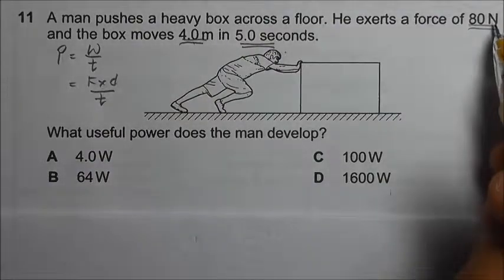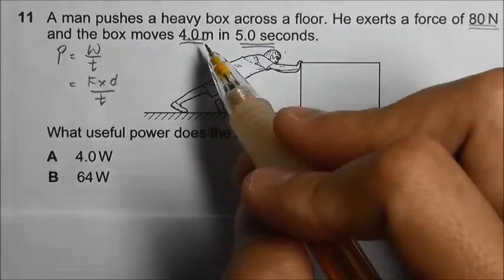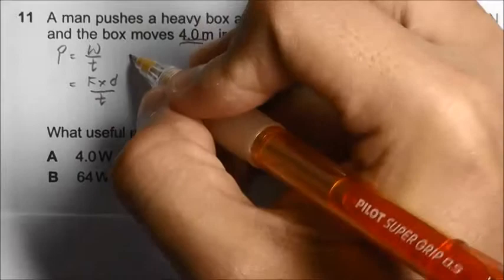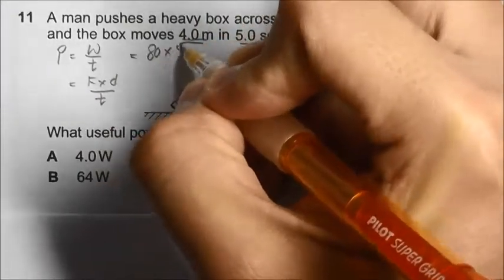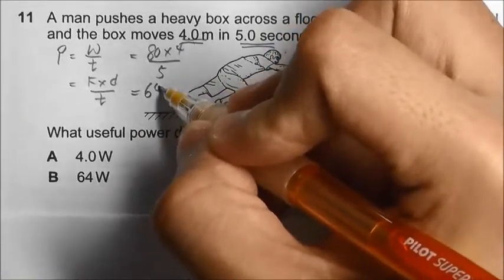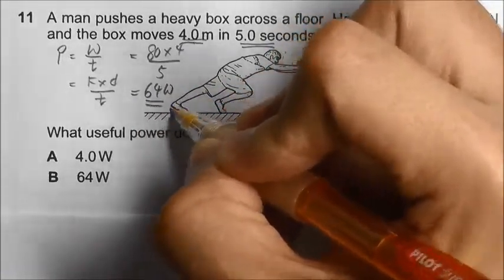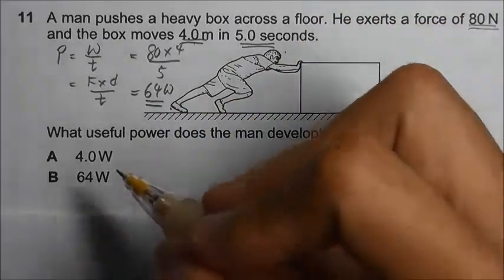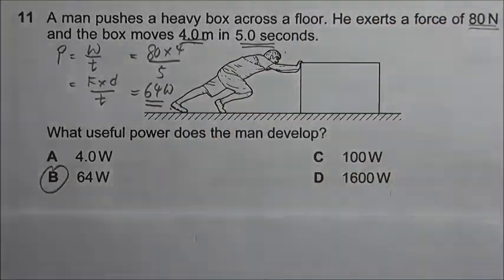So the force will be 80 Newton times 4 meters. So that will give us 80 times 4 divided by the time taken of 5 seconds. And this will work out to be 64 watt. So the answer should be B.